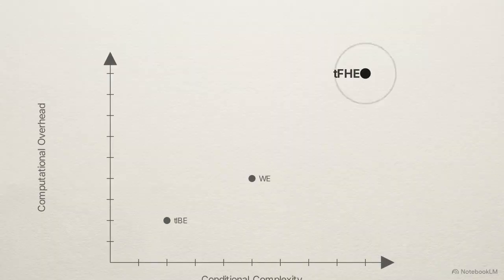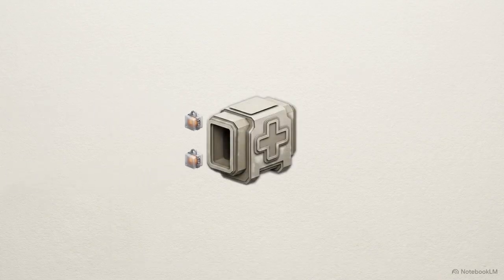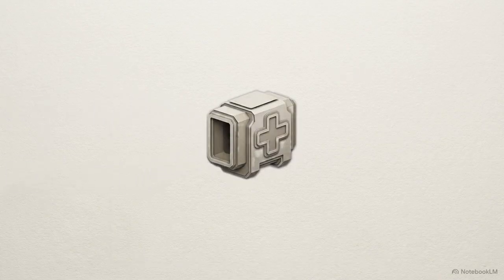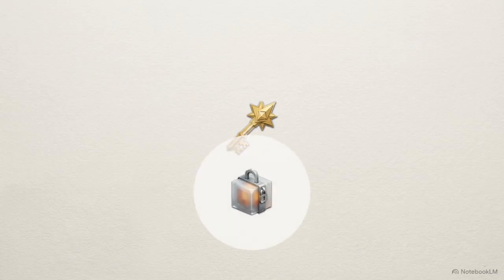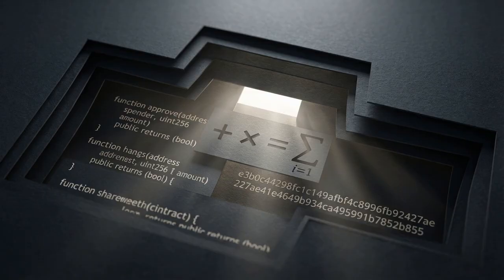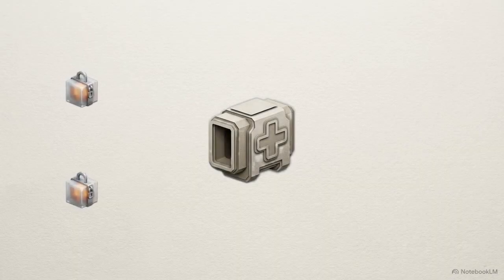On the matrix, this is Threshold Fully Homomorphic Encryption, or tFHE. tFHE is a scheme allowing direct computation on encrypted data, requiring a distributed threshold of keys to decrypt the final result. It allows algebraic operations, like addition and multiplication, to be executed directly on the ciphertext. In this model, two distinct ciphertexts enter an arithmetic gate, combining to produce a new encrypted output.